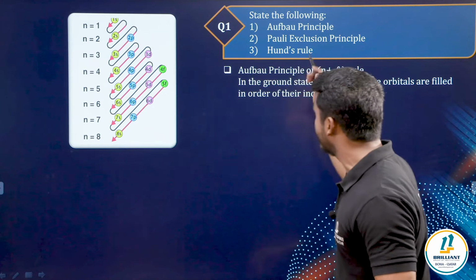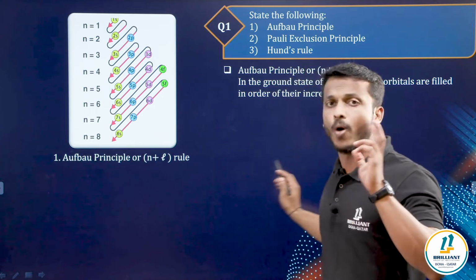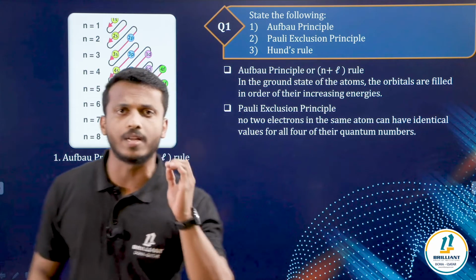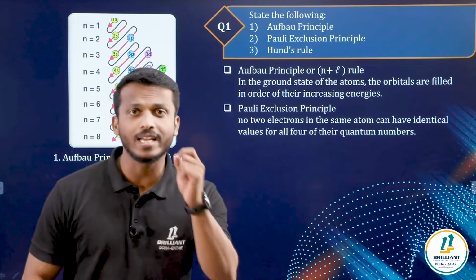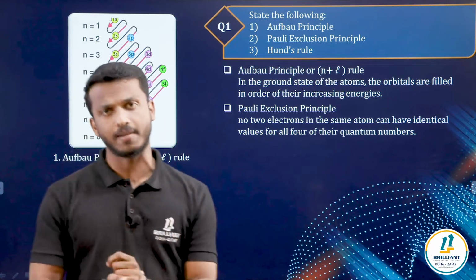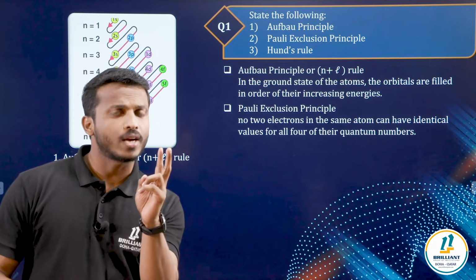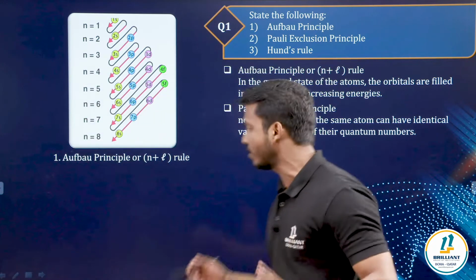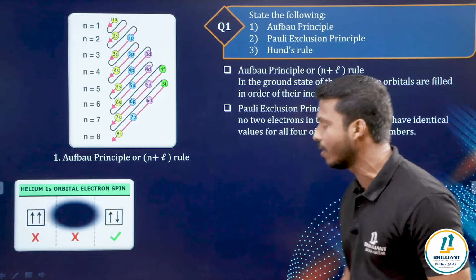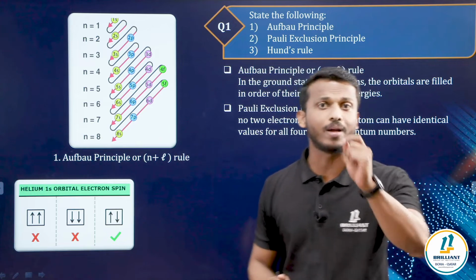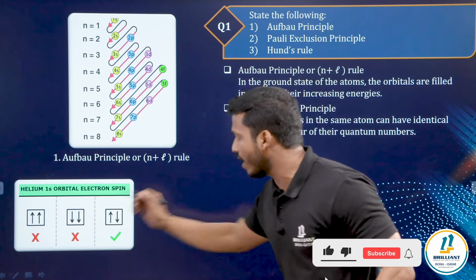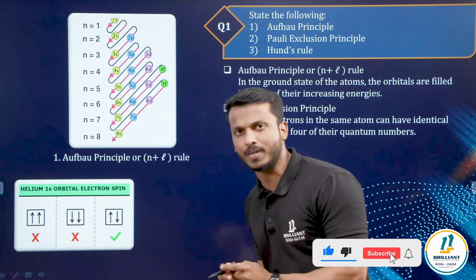Let's go for the second principle, that's called Pauli's Exclusion Principle. What does Pauli's Exclusion Principle state, dear all? Pauli's Exclusion Principle says that no 2 electrons in an atom can have... no 2 electrons in an atom. Let us consider an example, the helium atom. Helium atomic number 2, the configuration is 1s2. In this 1s2, this is the representation.